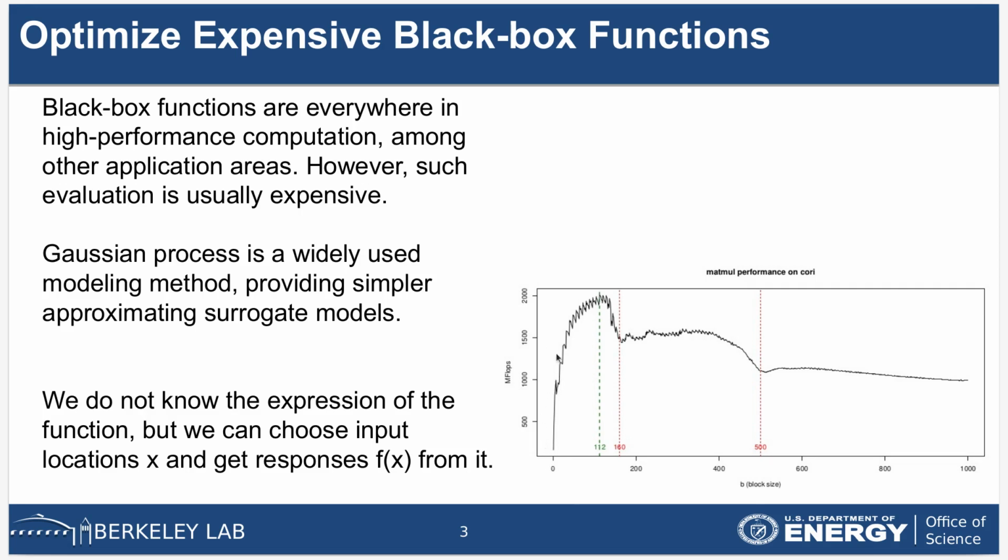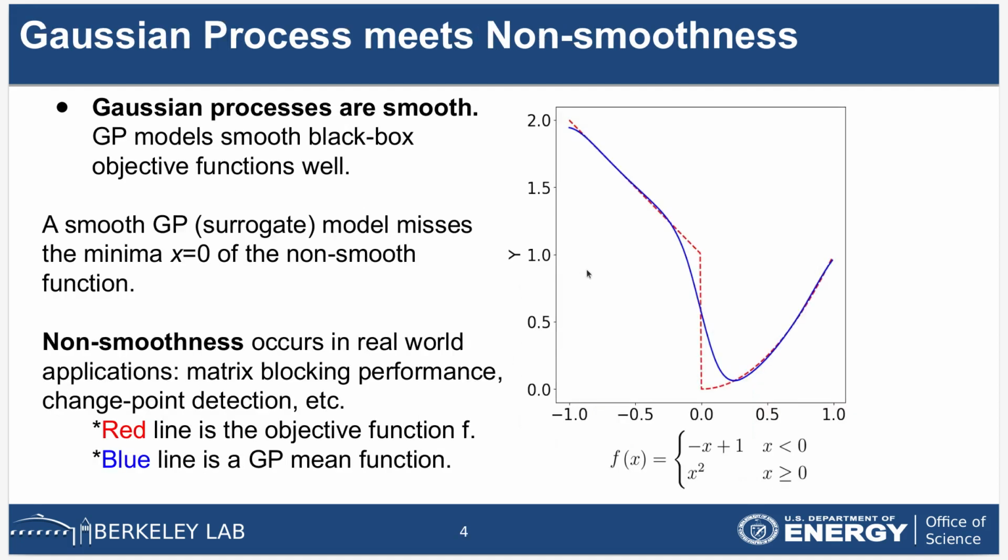Therefore, we draw sequential samples, and then based on the sequential samples, hopefully we build a Gaussian process. If the Gaussian process serving as a surrogate model approximates the underlying black box function well enough, then hopefully we can learn this maximum point from the surrogate model. However, although Gaussian process is very widely used in black box function optimization, it also introduces some problems. For example, the Gaussian process is so smooth.